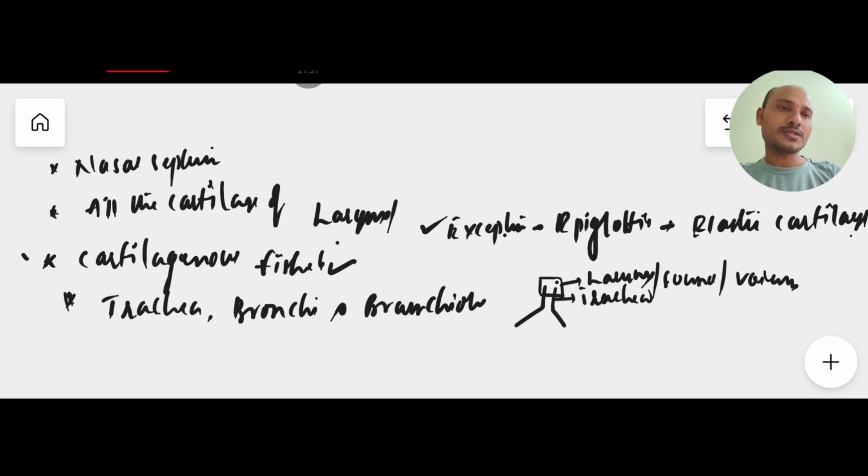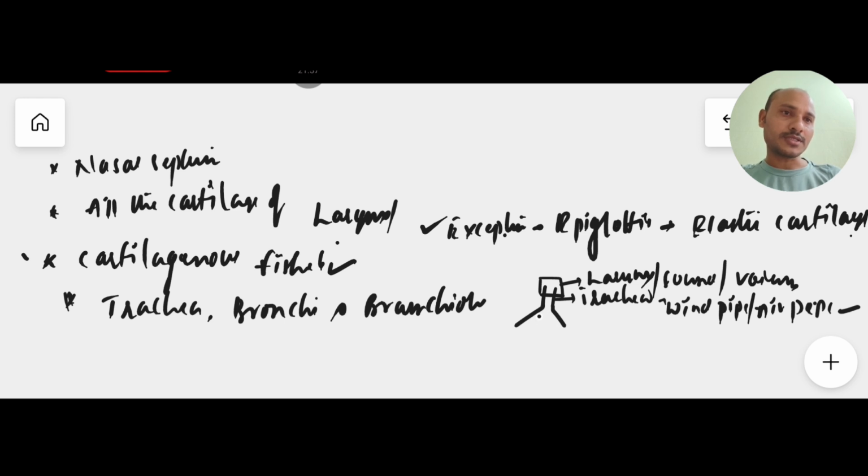And this is made up of various cartilages. Most of the cartilages in the larynx are hyaline cartilage, except the epiglottis. And this trachea is also called the windpipe or air pipe. Even this windpipe, the trachea, is made up of hyaline cartilage.